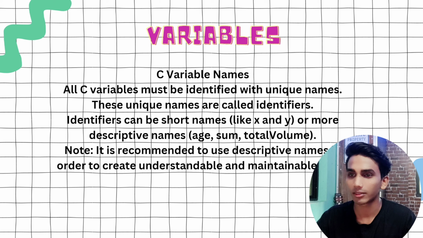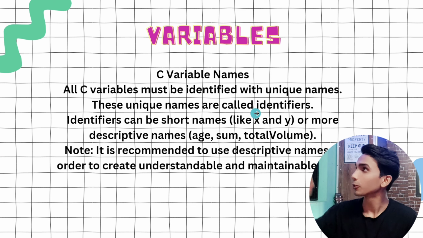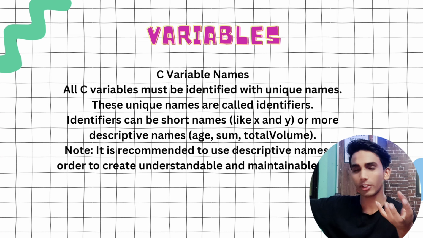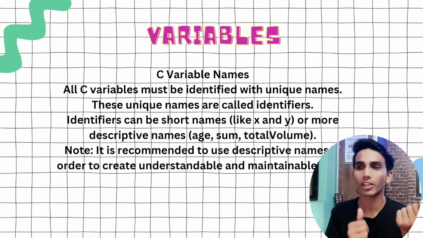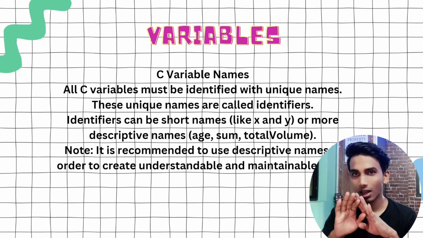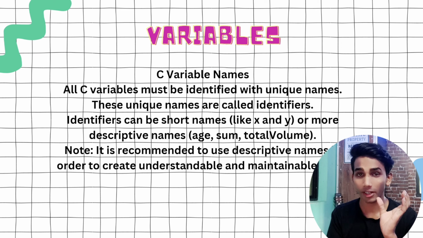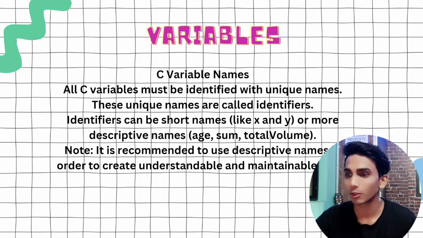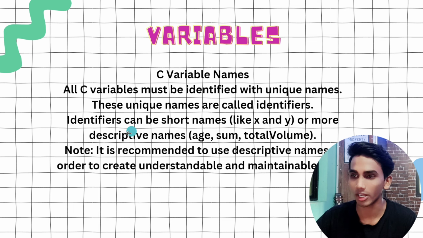Next, understand the second line. What does it say? These unique names are called identifiers. That's it. So the name here is nothing but an identifier. We use a unique name to identify the variable. Variables are a storage place, but the names of the variables are identifiers. Got the point? Superb. So let's get into the next point. Identifiers can be short names. See, identifiers can be very short, like x and y, simple, or also, what's wrong?